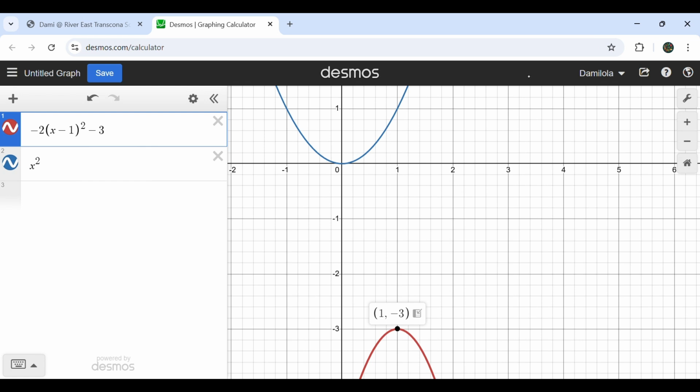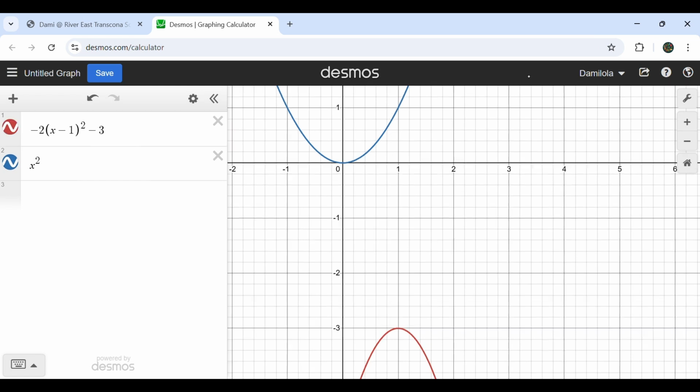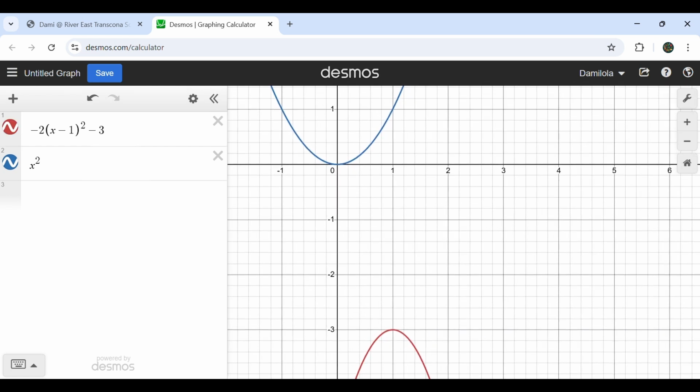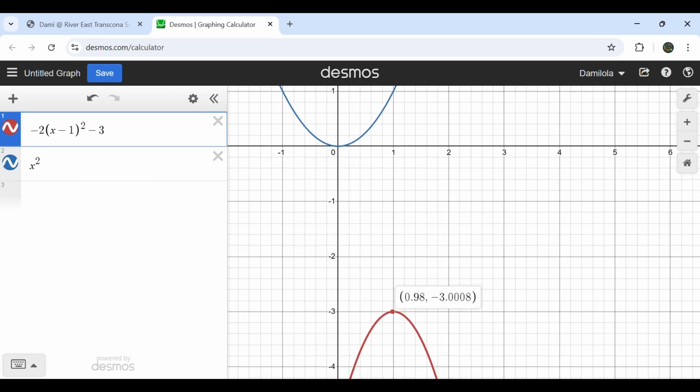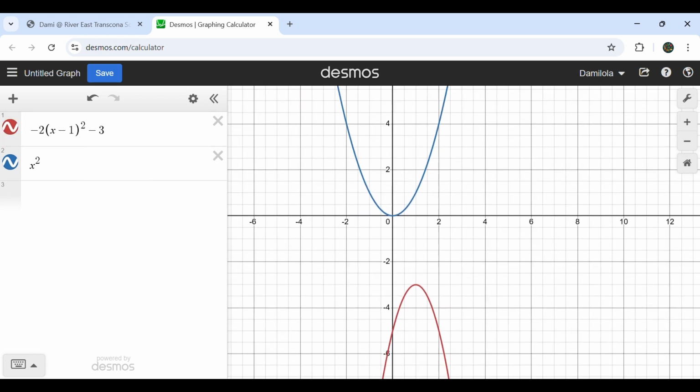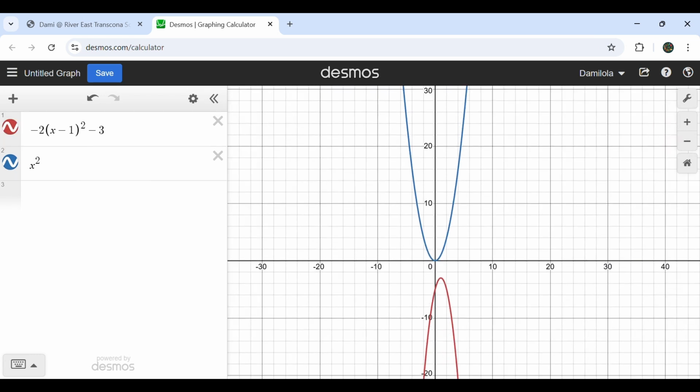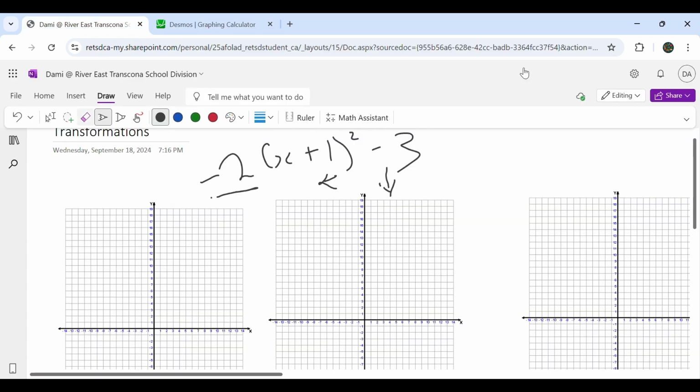It moved down by 3 first, then moved left 1, then reflected, and then it's stretched. As you can see, don't know if you can see that, but it's a lot thinner than this. It's a lot thinner.